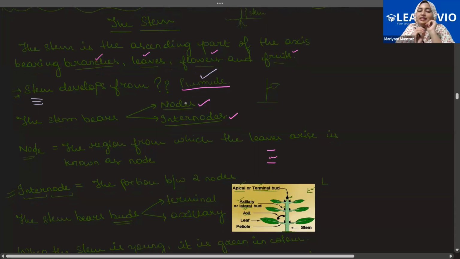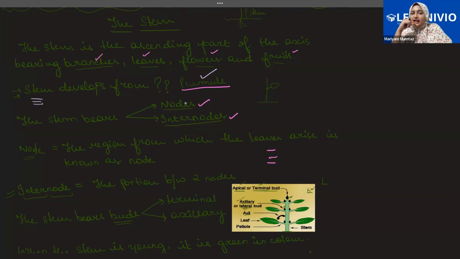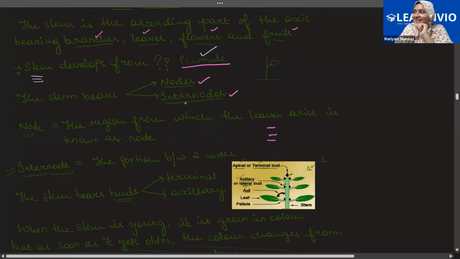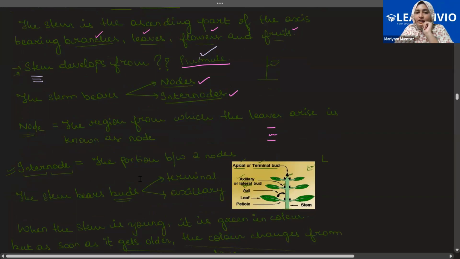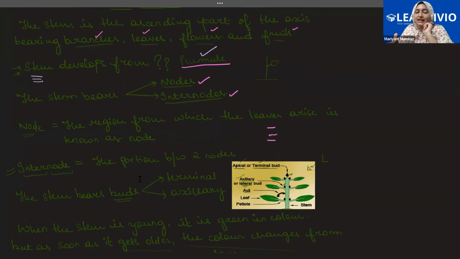Now we know that the stem has two parts in it. One is the node, the other is the internode, right? So the node is that part of the area from where the leaves come out from the stem. Okay, from wherever the leaves are coming out from the stem, we call those areas the node. And the internode is the part which is present in between the two nodes. Clear? So node is the part that is giving rise to the leaves, and internode is the part that is present right in between the two nodes.